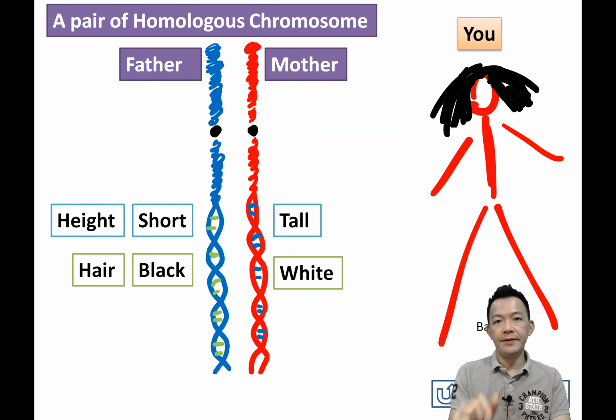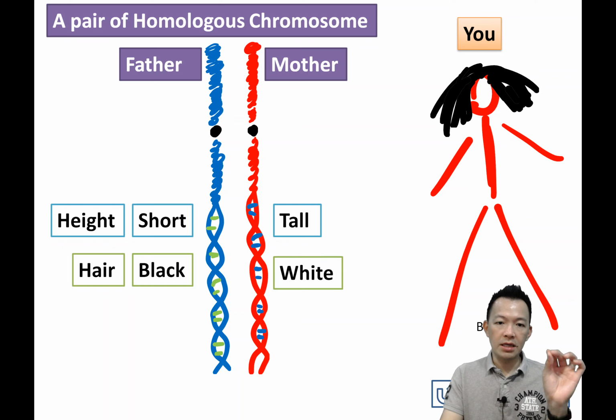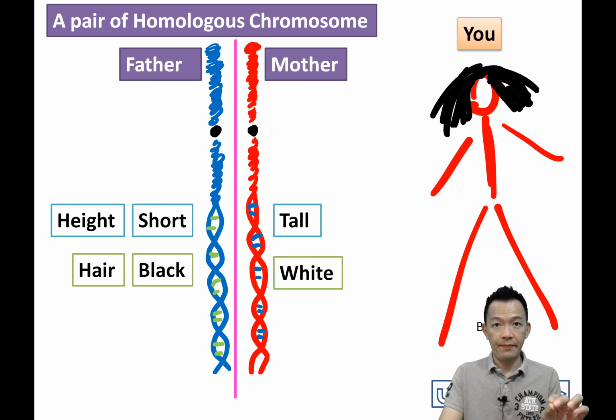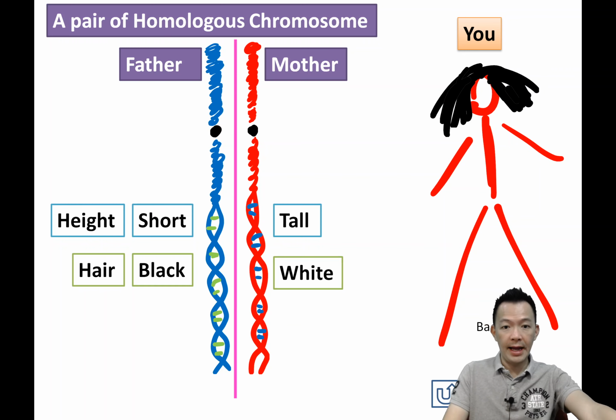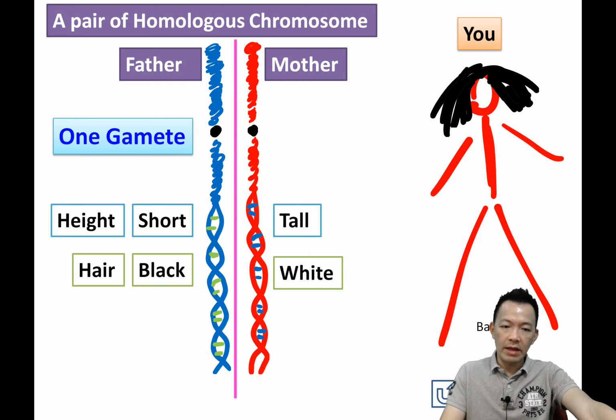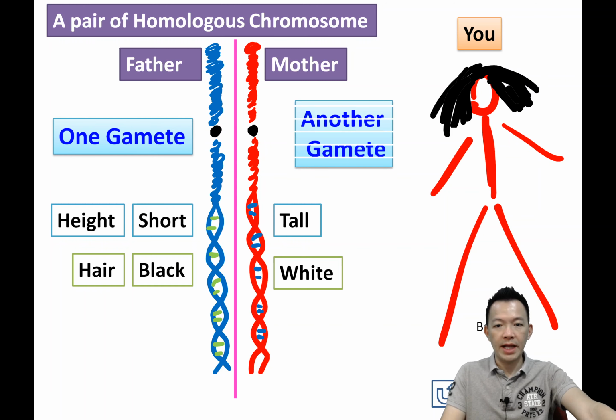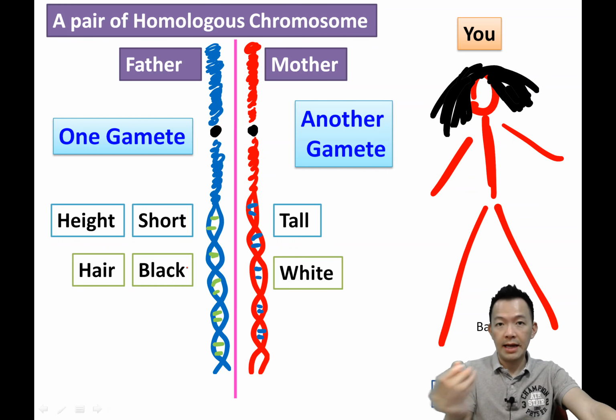And now you become mature, you are making gametes. During the making of gametes, the homologous chromosomes are going to separate. One of them becomes one gamete, the other becomes another gamete, each half-bright. But the problem is here. When the chromosomes separate, short and black, must they be joined together or not? Must you pass short and black to the next generation? Or maybe your other gamete must be tall and white. Should tall and white join together, or can they be separated easily?